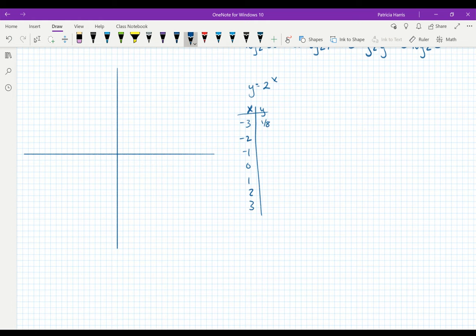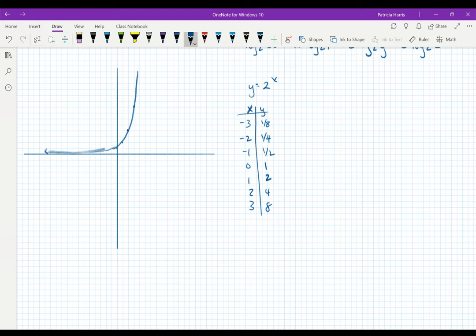So 1/8, 1/4, 1/2, 1, 2, 4, 8. So I'm going to graph those and just draw a general graph. Okay. So that is what an exponential would look like.